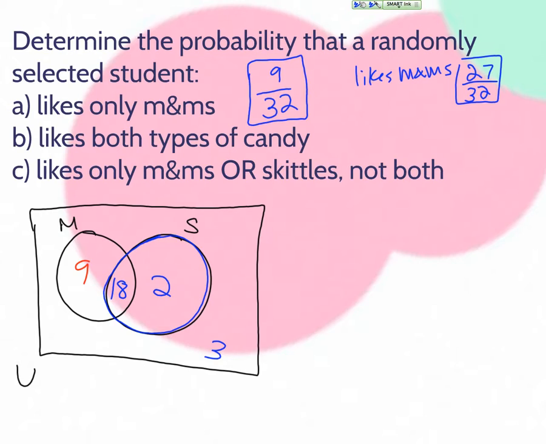Alright, so we're on to part B. So, what's the probability that a randomly selected student likes both types of candy? Well, how many students are in my overlap here? 18. So that one would be 18 over 32. Now I can reduce this one to 9/16. So those are the chances that a randomly selected student would like both kinds of candy.